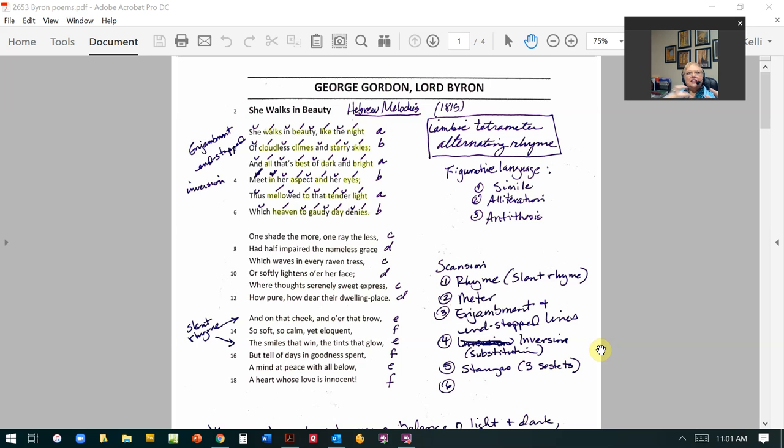And so that is the antithesis that we see throughout this poem. You would think that traditionally, beauty is something that is considered to be of the day, right? Not of the night, where things are hidden and maybe dangerous and all that. But she has both, right?